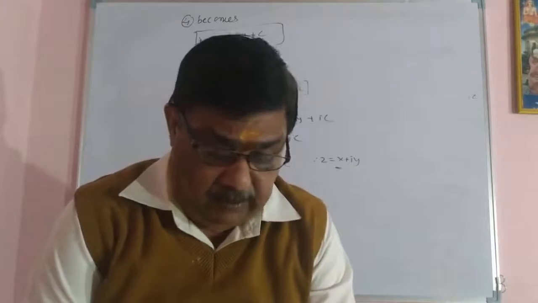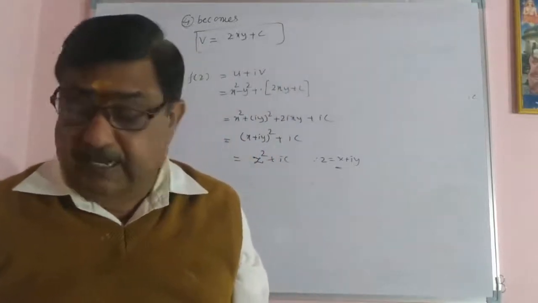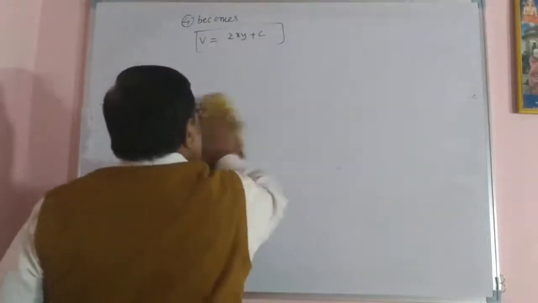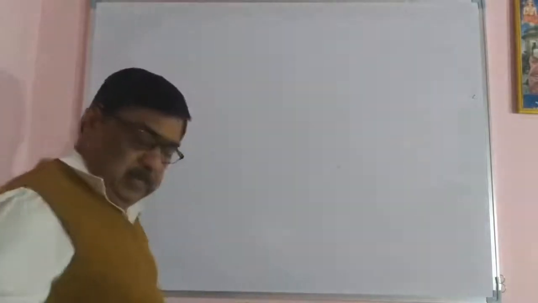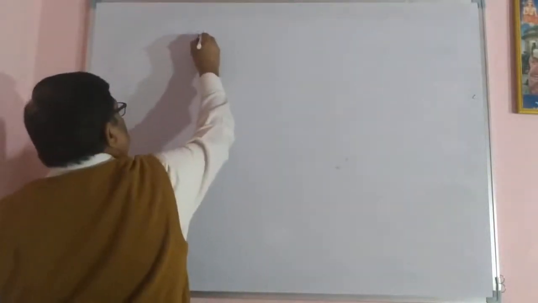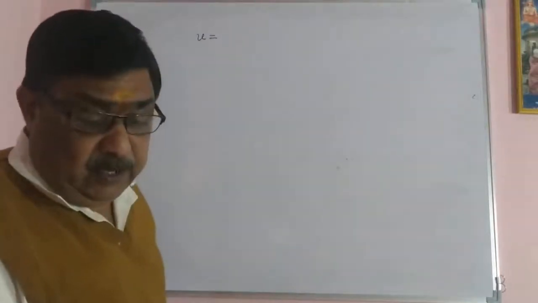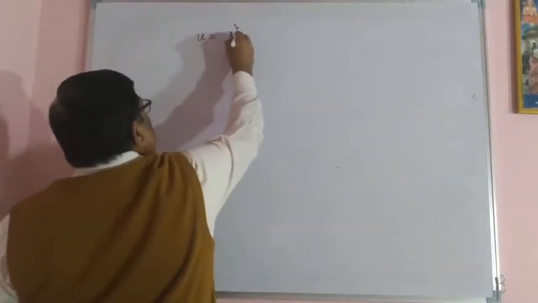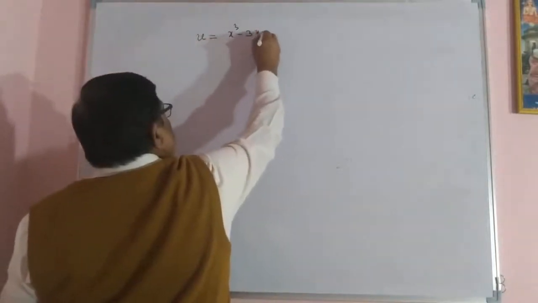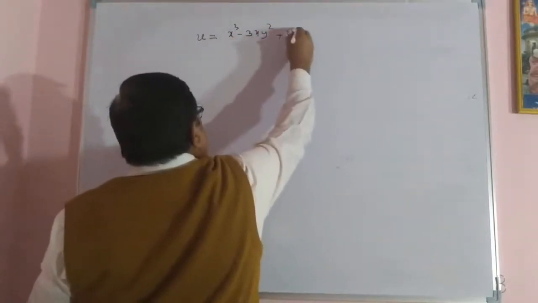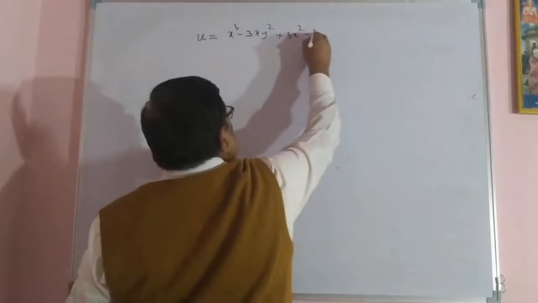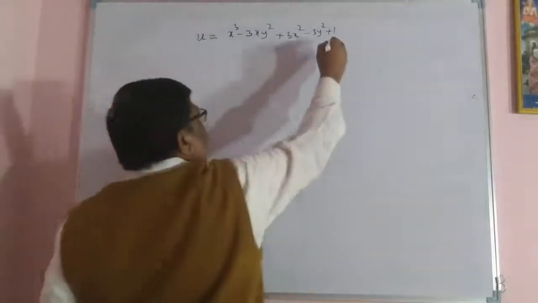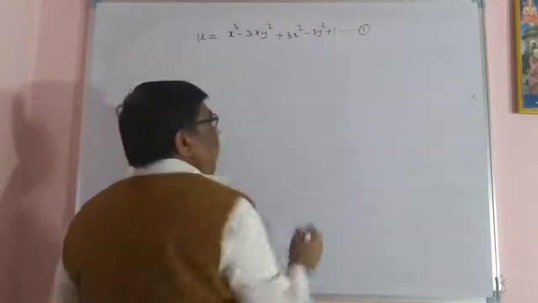Let me take one more example just to understand a difficult, peculiar example. Let me take it now. If u is equal to x cube minus 3xy square plus 3x square minus 3y square plus 1. I am proving it is a harmonic function as well as finding the harmonic conjugate, then the analytic function.